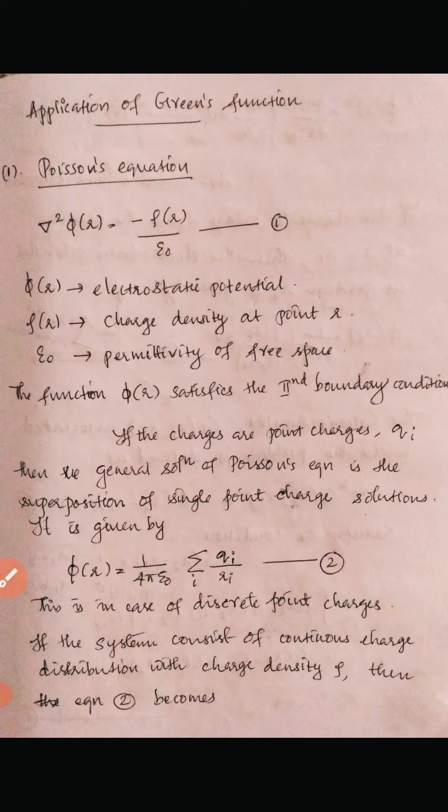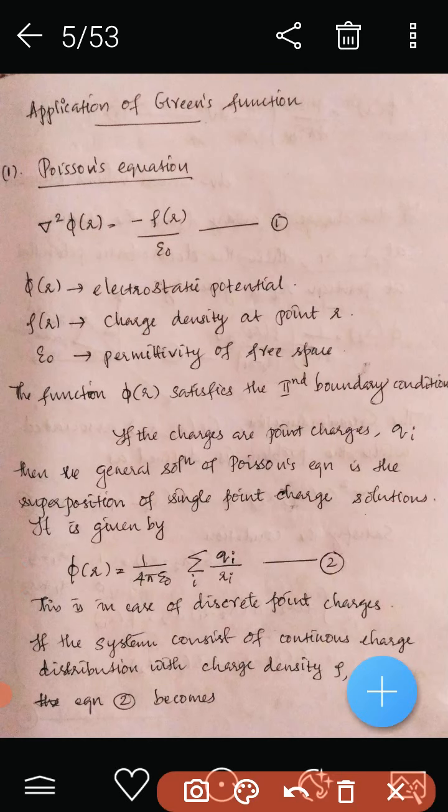If the charges are point charges qi, then the general solution of the Poisson's equation is the superposition of single point charge solutions, and it is given by phi equals 1 by 4 pi epsilon 0 summation over i of qi by ri. Because we are taking a summation, the general solution is the superposition of the solution of a single point charge. So this is in case of discrete point charges.